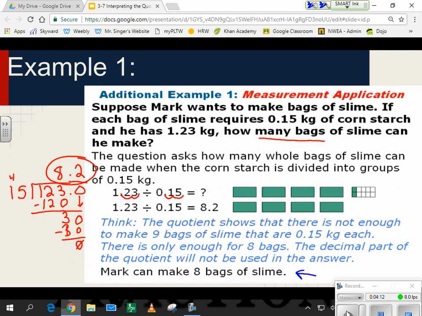That's our final answer. Okay, so our quotient here shows that there's just not enough to make 9 bags, and a little more than 8, you can't get rid of partial part of a bag.